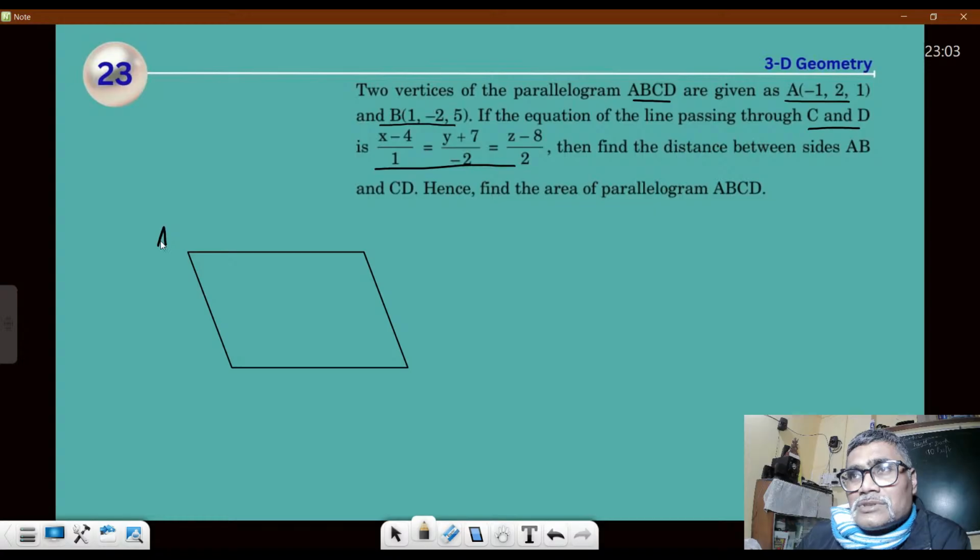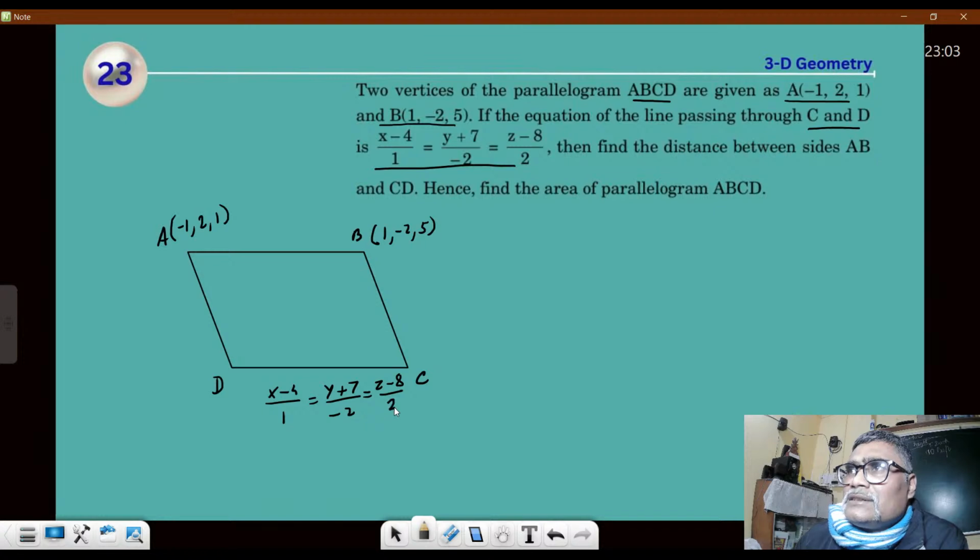First, you write whatever is known to you. So ABCD is a parallelogram. I know these points 1, 2, minus 1, 2, 1, and 1, minus 2, and 5. These 2 points are known to me. Fine. Then they have told you the equation of the line passing through CD. Indirectly, I can say the equation of CD. They have given you these things, right? AB are given and the line passing through CD is given.